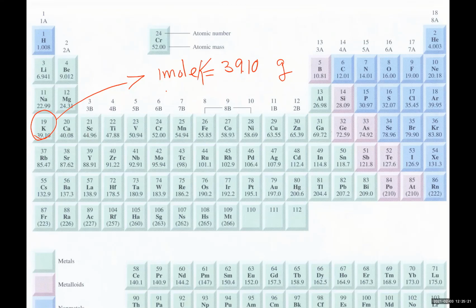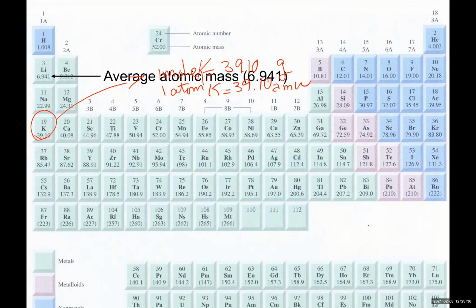How about mass of one atom of K? One atom of potassium has a mass of 39.10 atomic mass unit. How about 1 mole of lithium? 6.94. That's 1 mole of lithium.